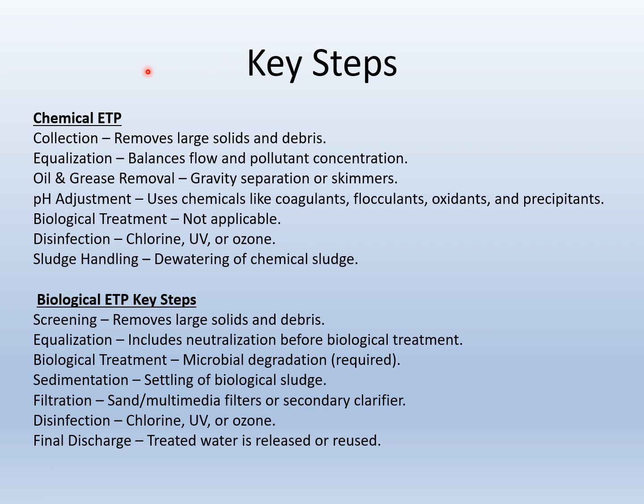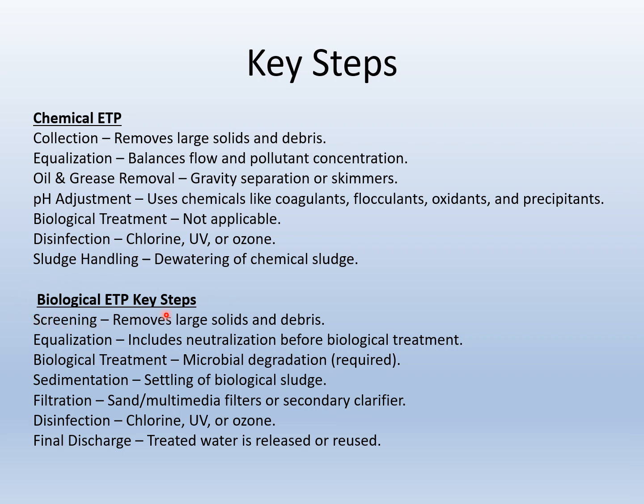Key steps. Chemical ETP: collection, remove solids and debris; equalization, balance flow and pollutant concentration; oil and grease removal, gravity separation and skimmer; pH adjustment, using chemicals like coagulant, flocculant, oxidant, and precipitation; biological treatment not required; disinfection using chlorine, UV, and ozone; sludge handling, dewatering and chemical use.